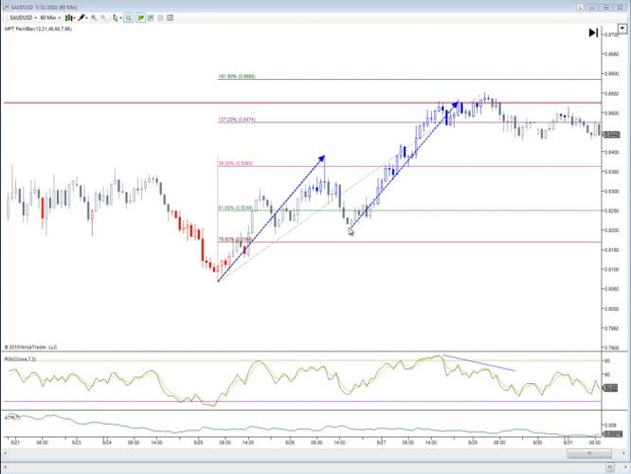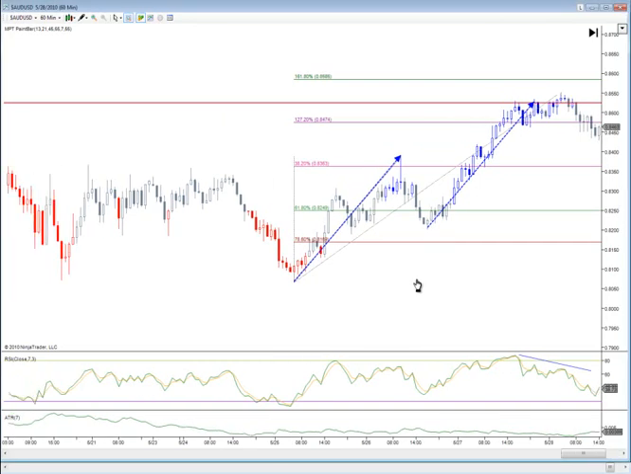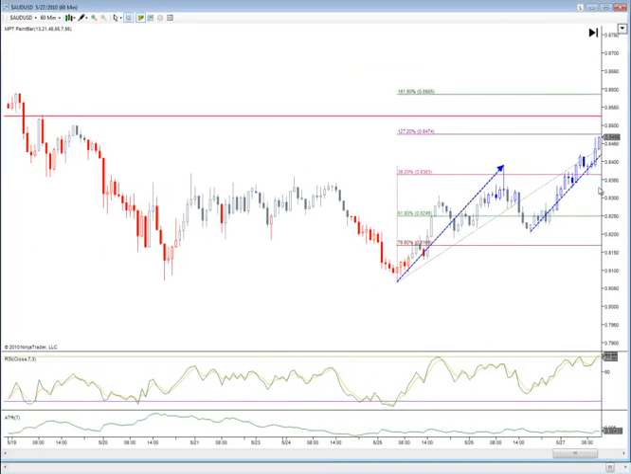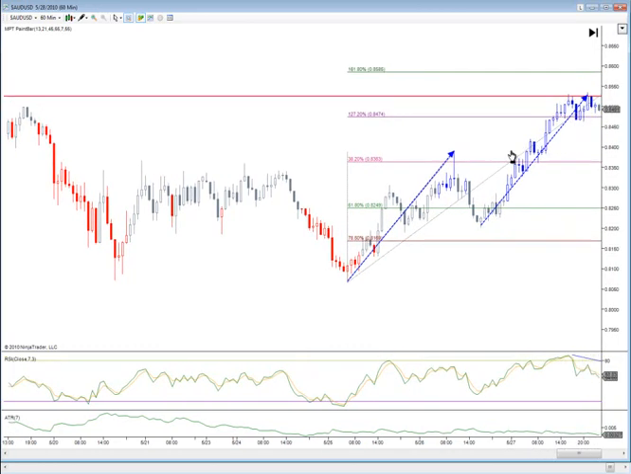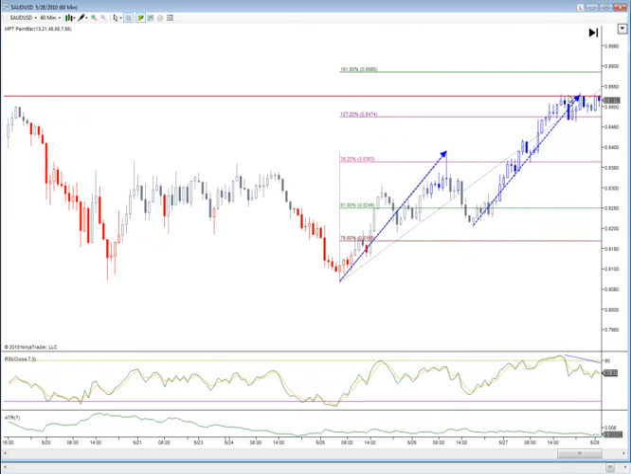then the pullback, and then the C to D. And once we hit this point, once we get a break of structure to the upside, it's very, very easy to see, okay, impulse leg, retracement, and now the market's broken structure. So we are going to be looking at a potential ABCD completion around a 1.414 extension.